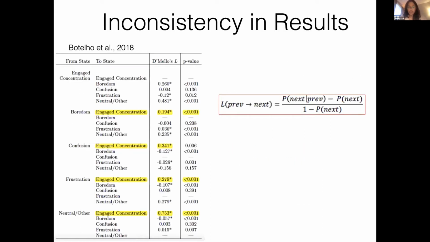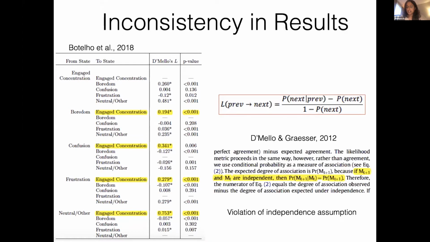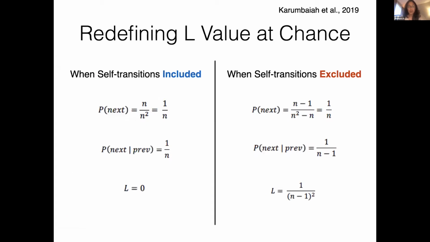So what happens when self transitions are excluded? The L statistic assumes that the previous state is independent of the next state. By removing self transitions, this leads to the violation of this assumption at the chance value, because the next state can no longer be the previous state, since all the self transitions are removed. In another paper, we go in depth on the mathematical evidence for the statistical error, and we also propose a corrected method which shifts the chance value from 0 when self transitions are excluded to a positive number, and that number is dependent on the number of affective states that are studied.